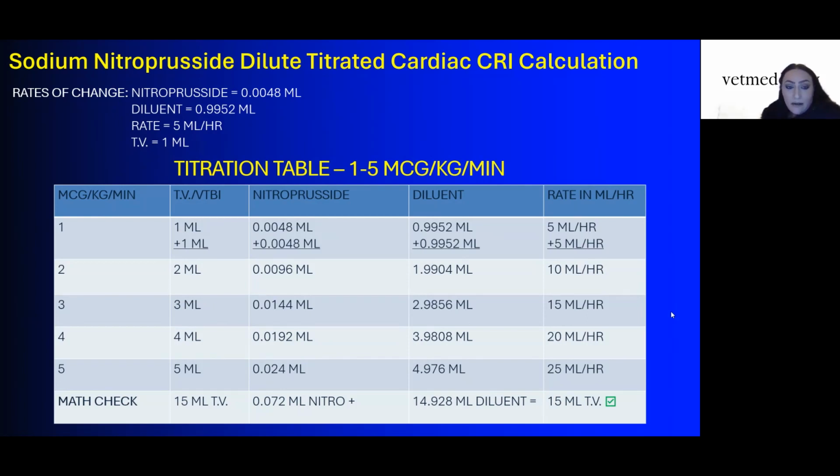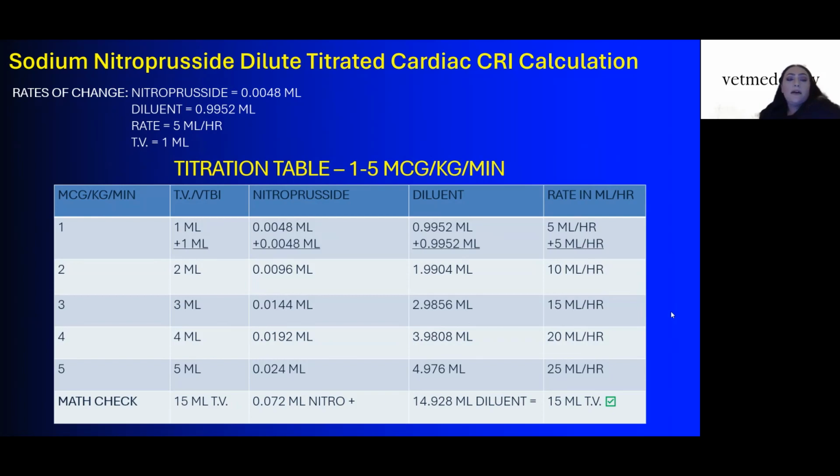So basically, we are adding 1 mil down this column, and we get 15 mils total volume. Nitroprusside, we continuously add 0.0048 mils in each of the rows, and we get a total volume of 0.072 mils nitro. Our diluent volume, we add 0.9952 mils down the row, and we end up getting 14.928 mils diluent. And we get the 15 mils again in the lower right-hand corner. And then we just keep adding on 5 mils an hour down the row, very easy to figure out.